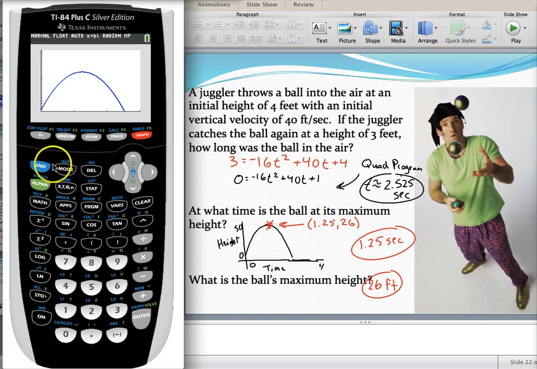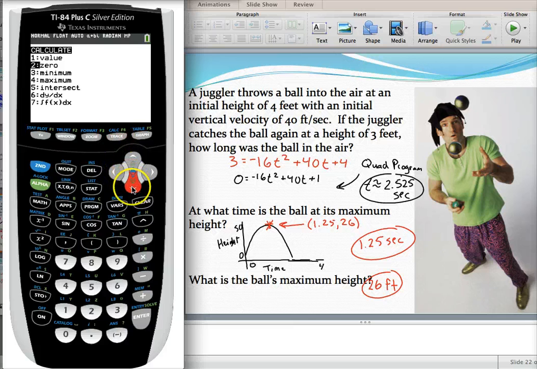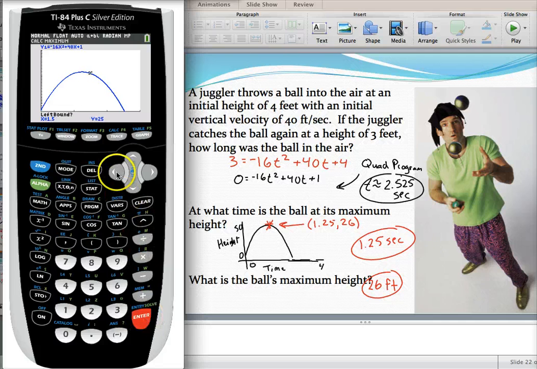So let's find that maximum using the calculator. Recall that it's underneath the calc menu. So hit second trace. Find maximum, because we want to find a high point this time, not a low point. And they're going to ask you 3 questions. They'll say go to the left of the maximum, go to the right, and then guess.